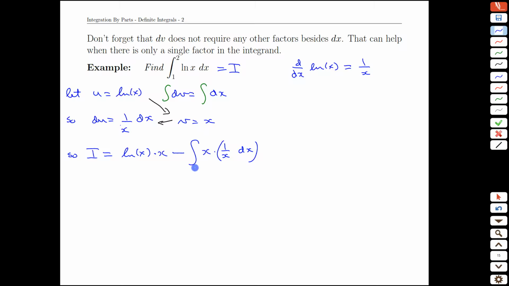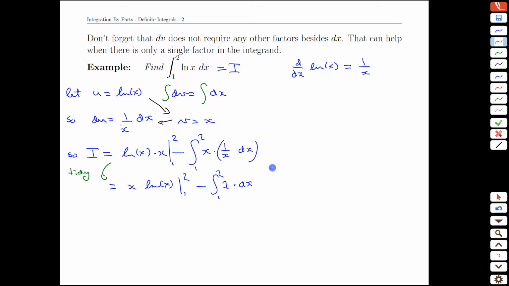The integral is from 1 to 2. We keep those limits of integration, and we also apply them to the first leading term that no longer has an integration involved. Again, tidying up makes relationships look a little more straightforward. X ln of x between 1 and 2 minus, oh, x over x is just 1. Have we traded this for a simpler integral? No question here. It doesn't get much simpler than just the integral of 1.